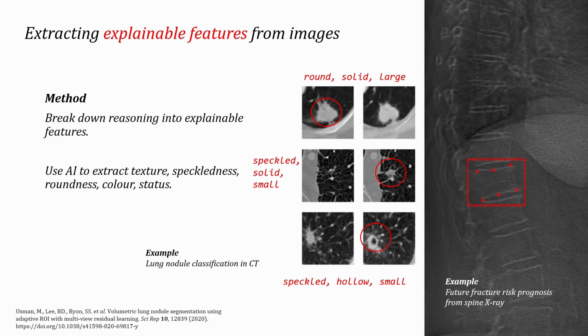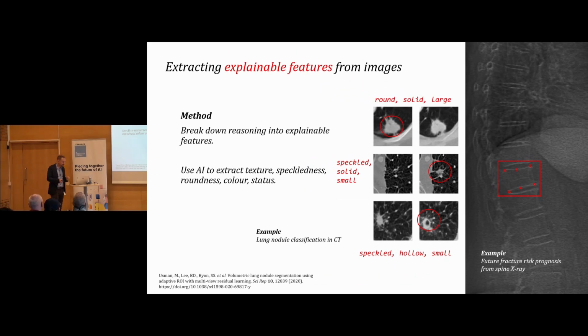Another example is whether a vertebra is injured or fractured or not, like in the case of a spine X-ray there on the right. We can first extract visible points, and then we can actually calculate predictably whether there's a fracture or not.